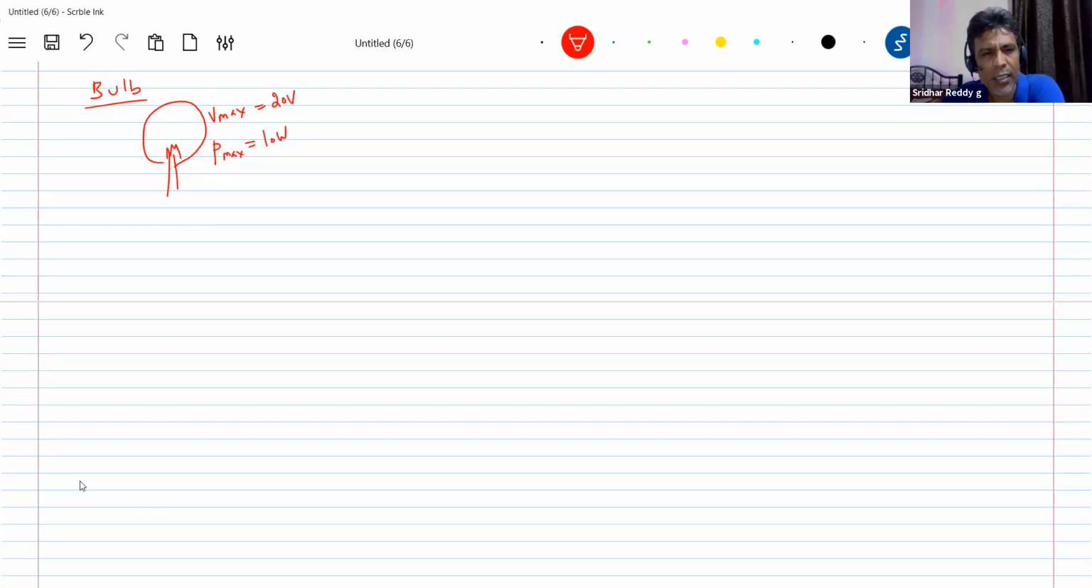Any voltage greater than this, the bulb will burn out. There are 10 watt, 20 watt, and 30 watt bulbs, and each has a maximum voltage. Usually this will be 240 volt. In the US, it will be 110. In India, it will be 240 volt. For the sake of calculation, I assume the lower value.